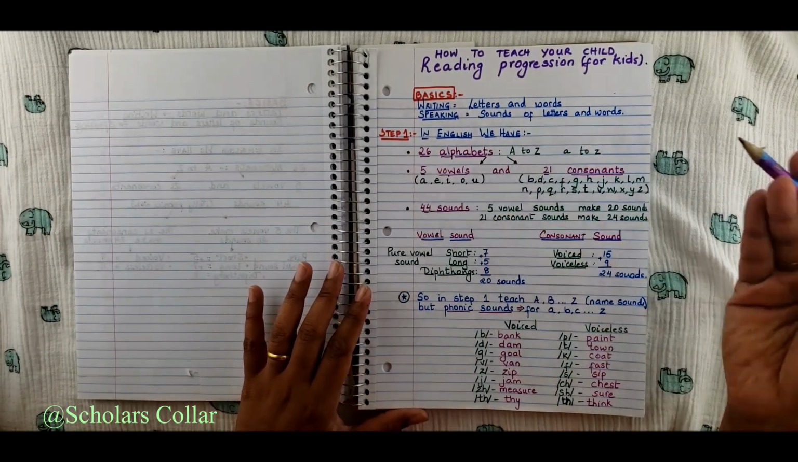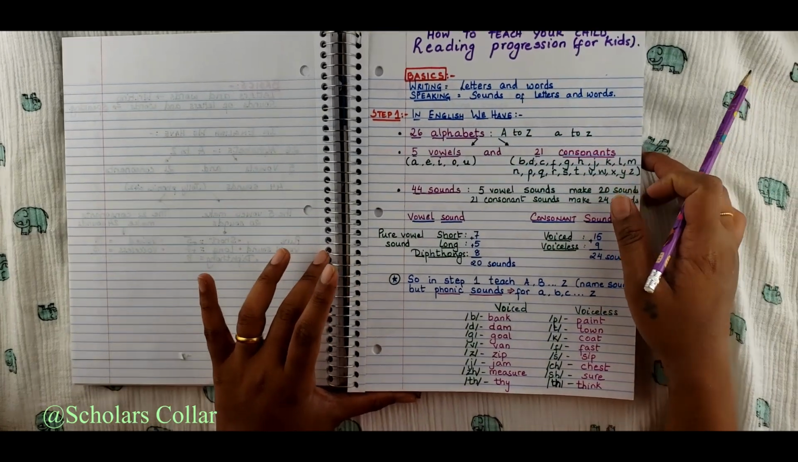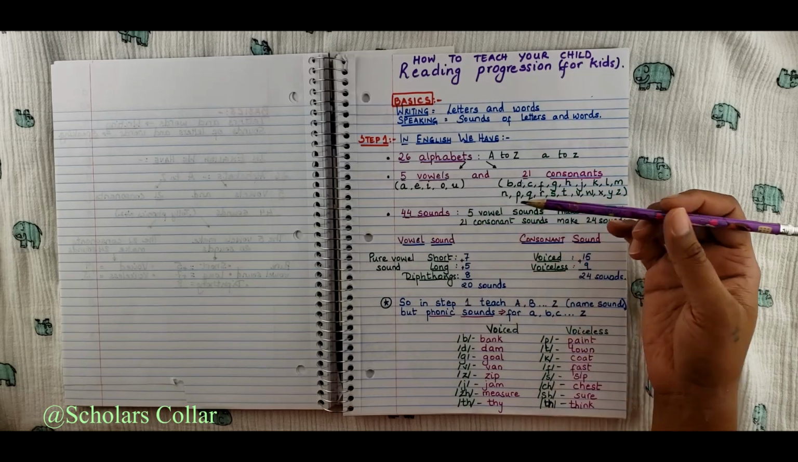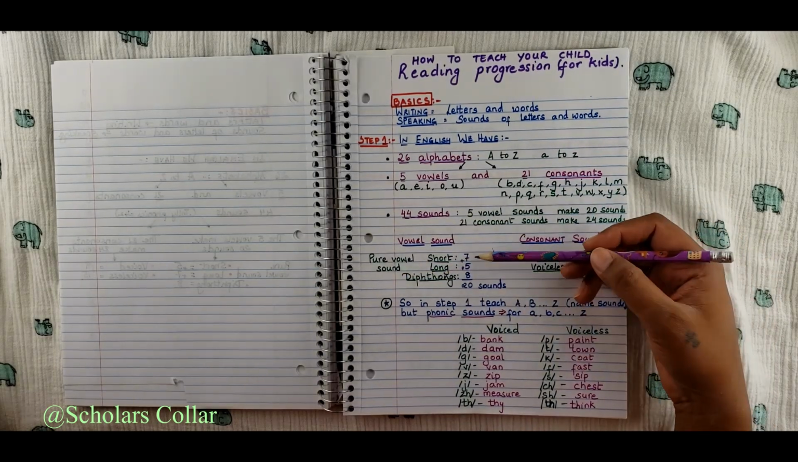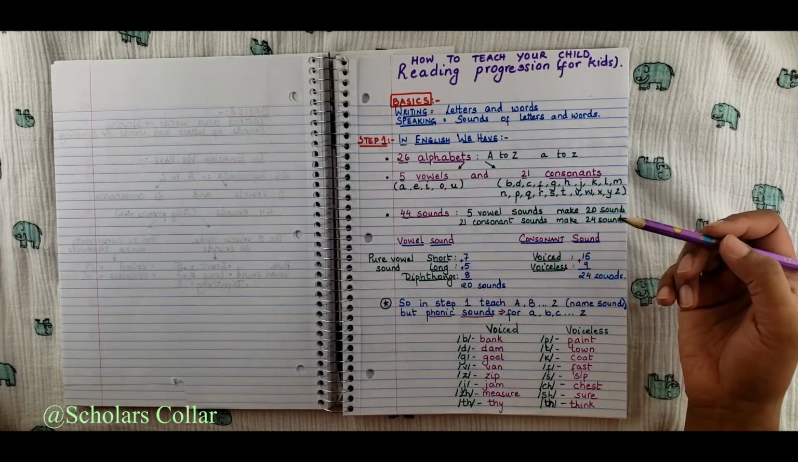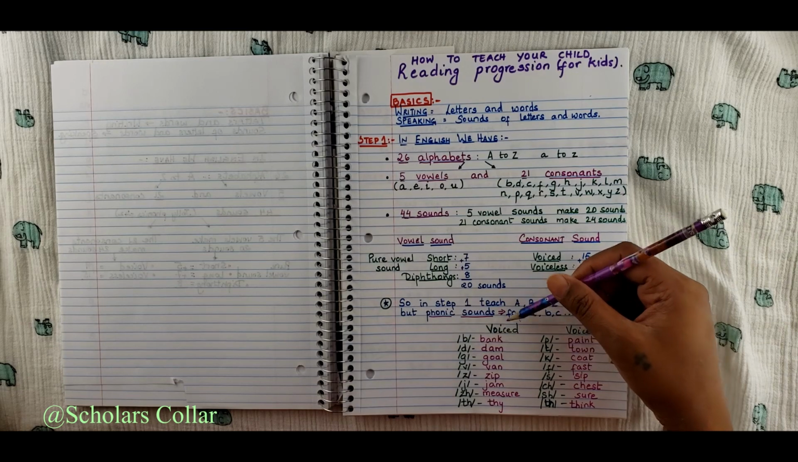So this is the basic. We have 26 alphabets that everybody knows, 5 vowels and 44 sounds. In Jolly Phonics, we only learn about 42 sounds. Here we have vowel sounds that are pure vowels, 7 long and 5 short, and diphthongs are 8. And the consonant sounds are voiced and voiceless, 15 and 19. And what is voiced and voiceless?